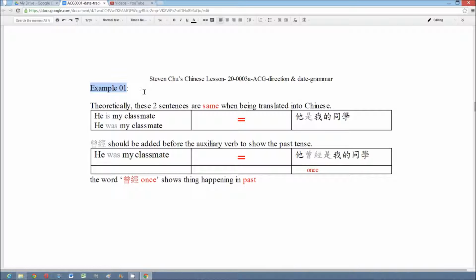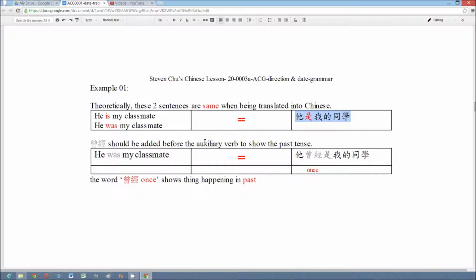This is number 1. Here are 2 sentences. He is my classmate. He was my classmate. If I translate these 2 sentences into Chinese directly, they become 他是我的同学. This sentence just shows the present tense, but doesn't show the past tense.